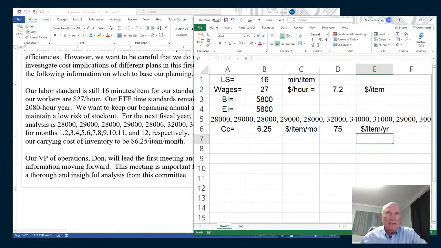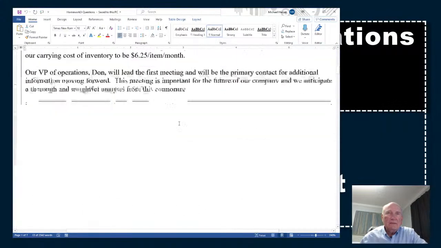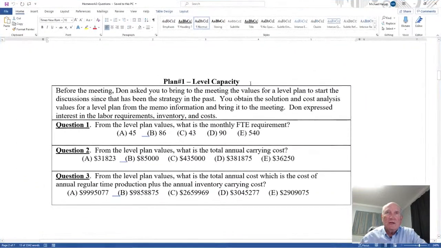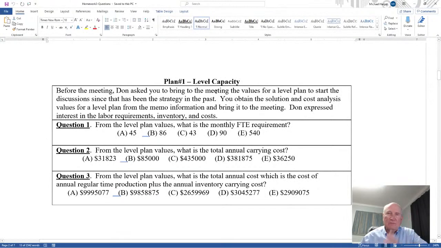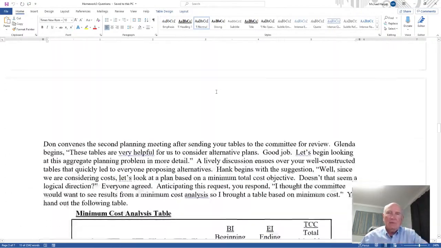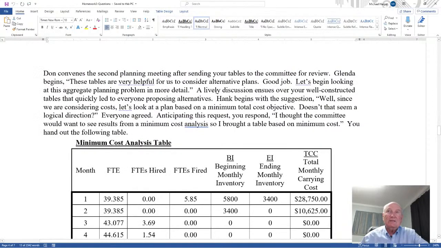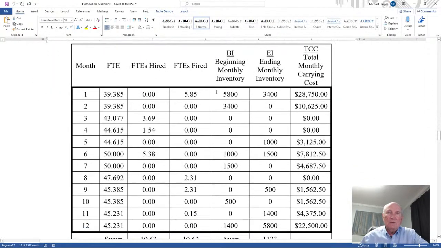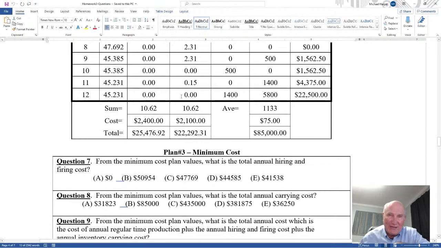Coming down here, let's minimize this for a second. Plan one is just level capacity. That's going to be easy to do. Everyone should be able to do that. Chase demand is going to be the same. But now we're going to be looking at the minimum cost, and for the minimum cost we're going to have hiring and firing. So we're going to make sure we get the unit hiring and firing cost in there.